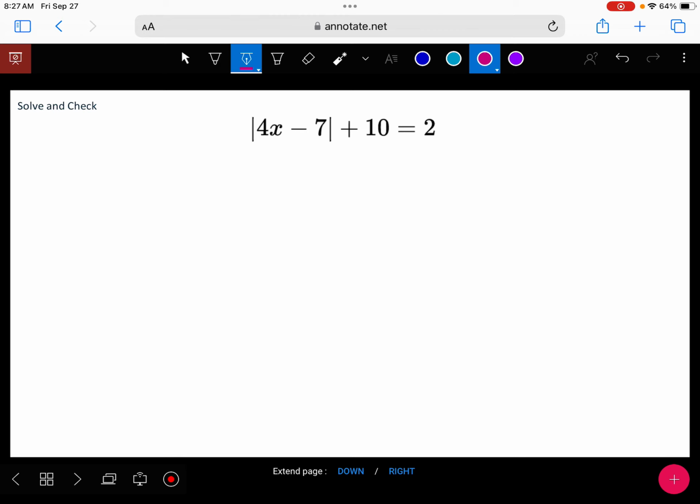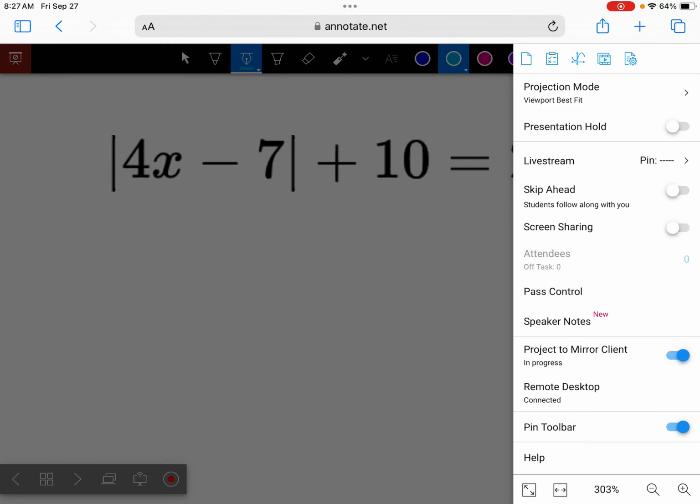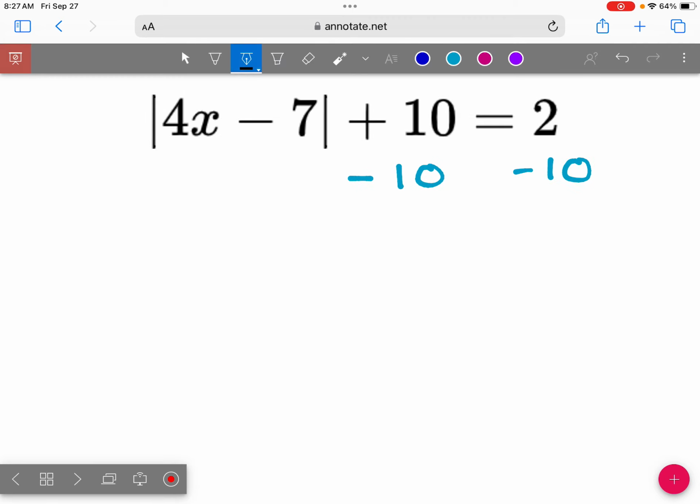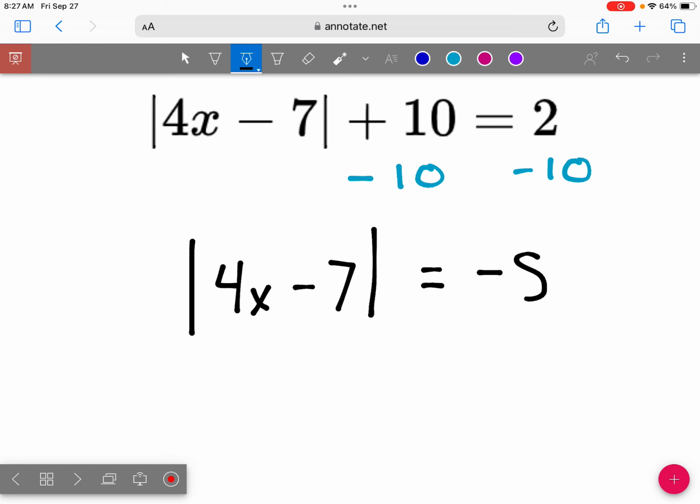What are we going to do as our first step on this one? Subtract 10. Thus far, nothing different than normal. So, hang on. I'm going to block this out. I'm going to subtract 10 from both sides. That's going to give me my absolute value of 4x minus 7 equals negative 8. What next?